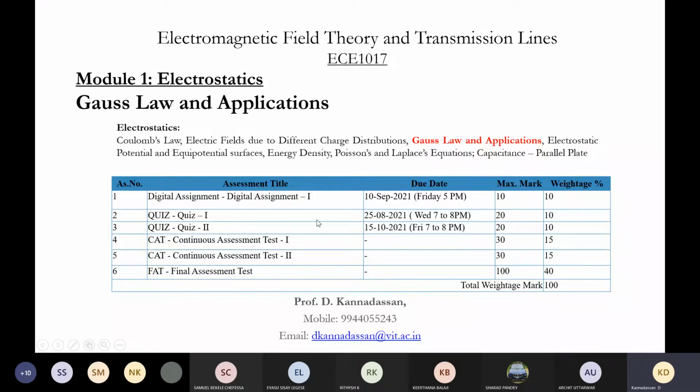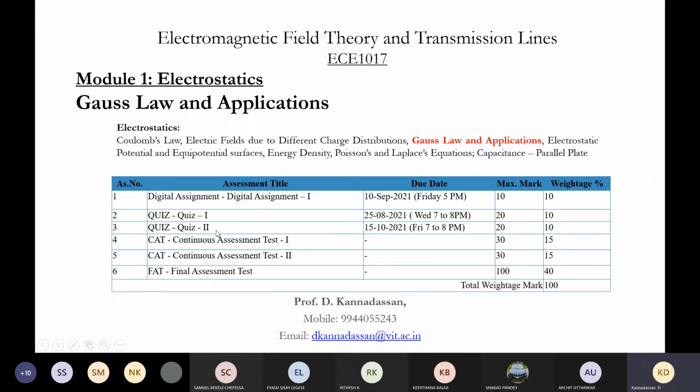Then quiz 1 will come in the next week. That will be largely based on Unit 1, that is electrostatics. Quiz 2 will come just before CAT 2, I think, yes. For all of these, you have to write detailed answers. The timing for the quizzes will be given clearly upon it.